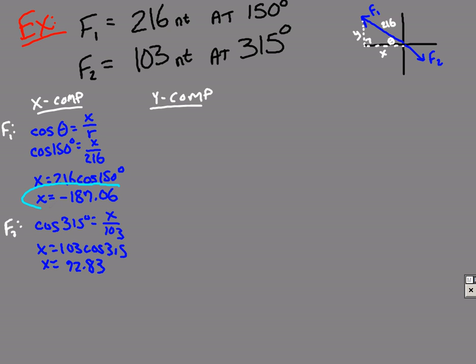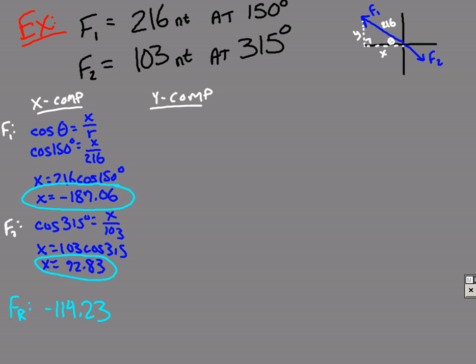We have two different answers for our x components. To find the resultant, I'm going to call this F_R, the resultant vector. To do that, we're just going to add them. Add 72.83 and negative 187.06. That means my answer is going to be negative 114.23 for my x component.